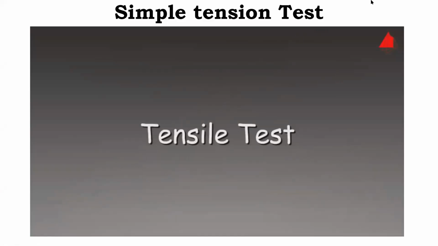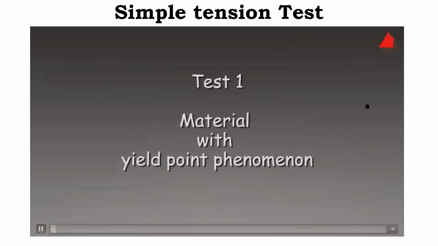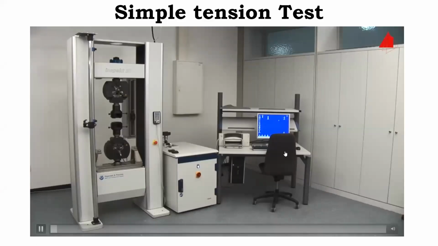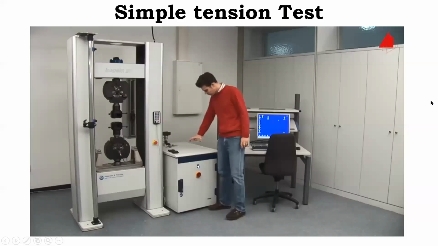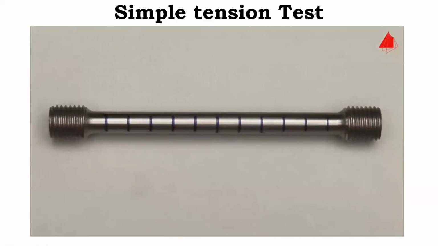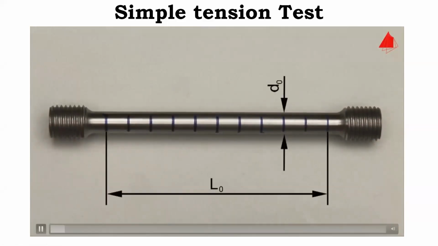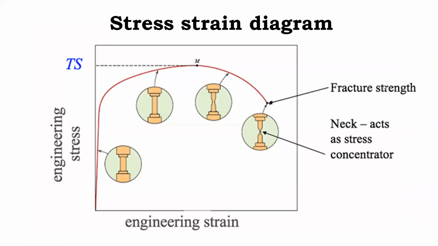The tensile test. First test, material with yield point phenomenon. In the first tensile test, a plain carbon steel with yield point phenomenon is to be tested. This is the test piece. It has a cylindrical test region with an original diameter of 10 millimeters and an original gauge length of 100.